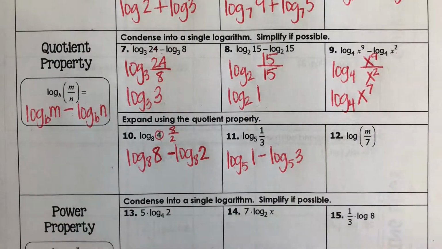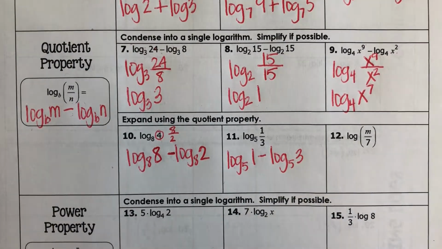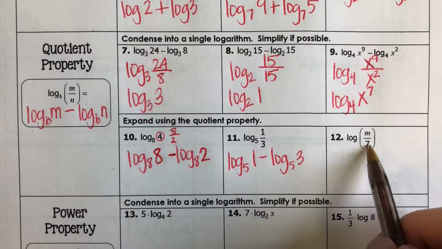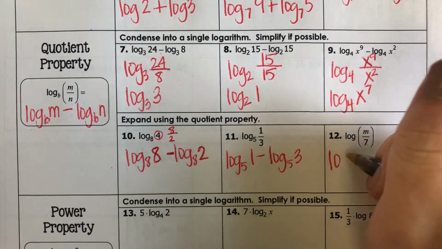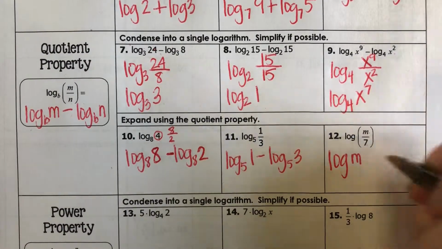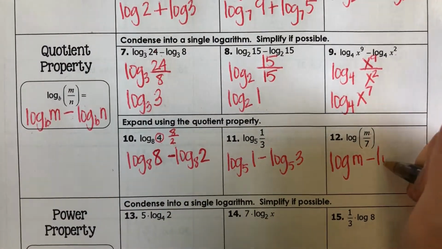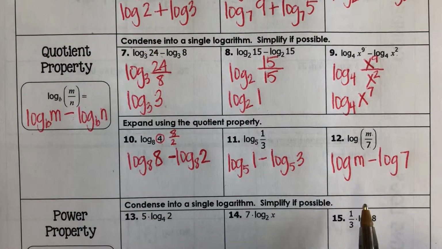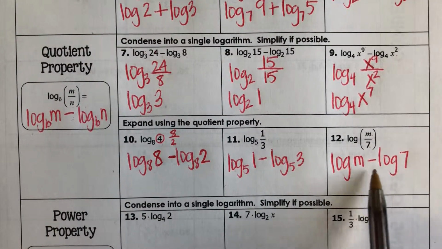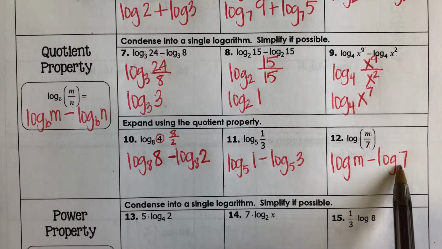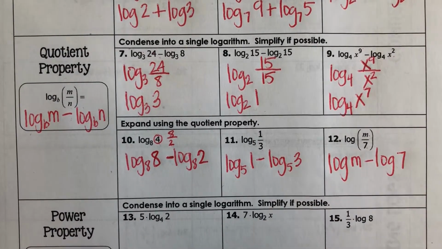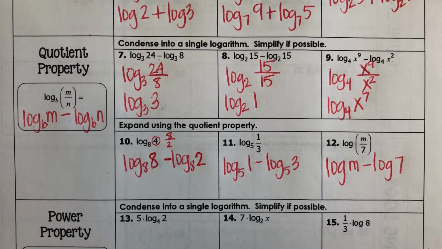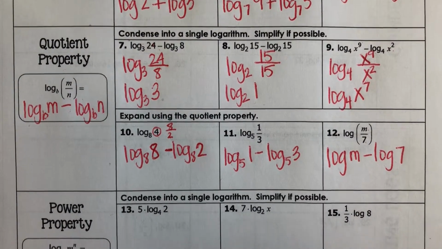All right, then I have this algebraic expression. It's already in fraction form for me. This is going to come first, and then this is going to follow the subtraction sign. So I have log of m minus log of 7. And just as a reminder, there's an understood but unwritten base of 10 right here for each one of these. Okay? All right, and that does it for the quotient property.